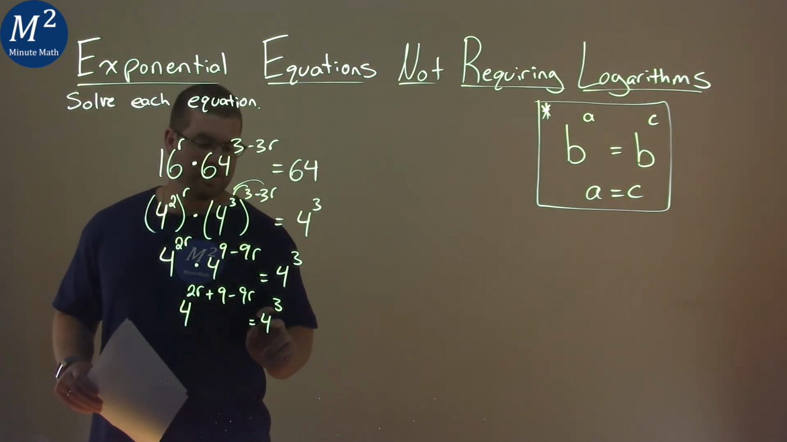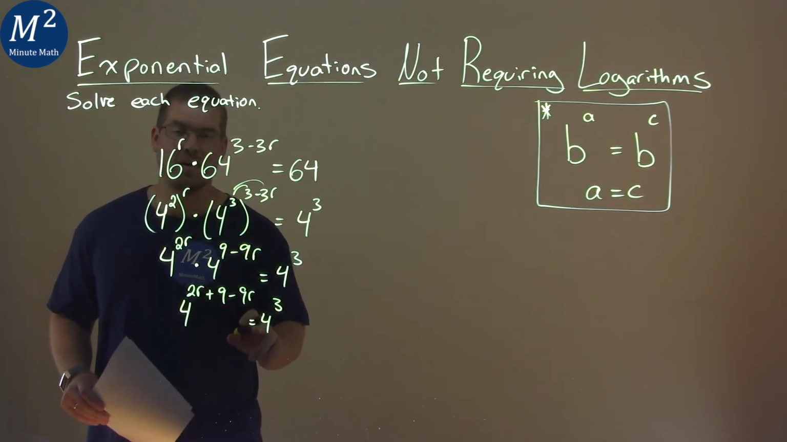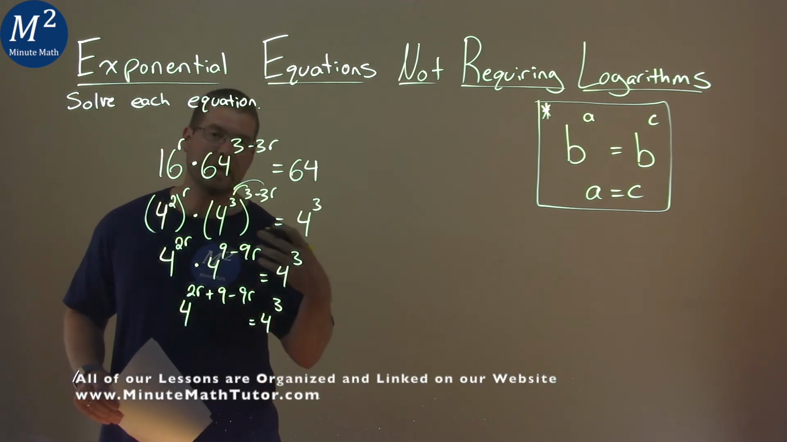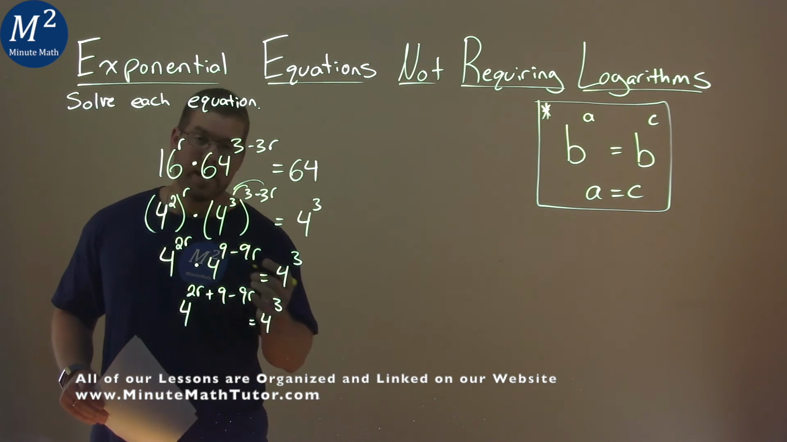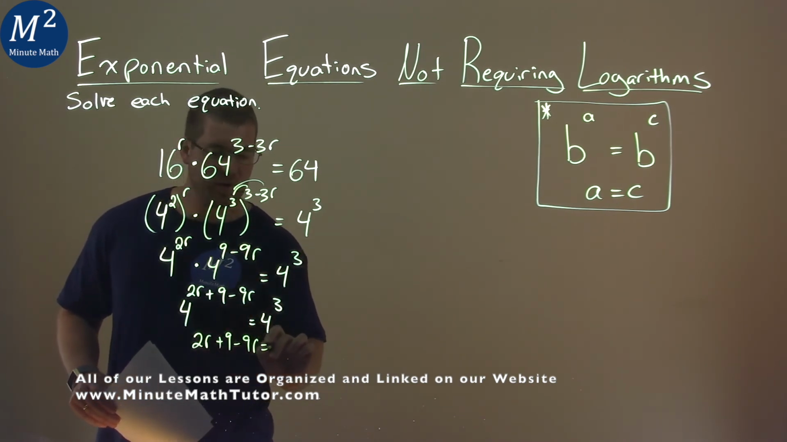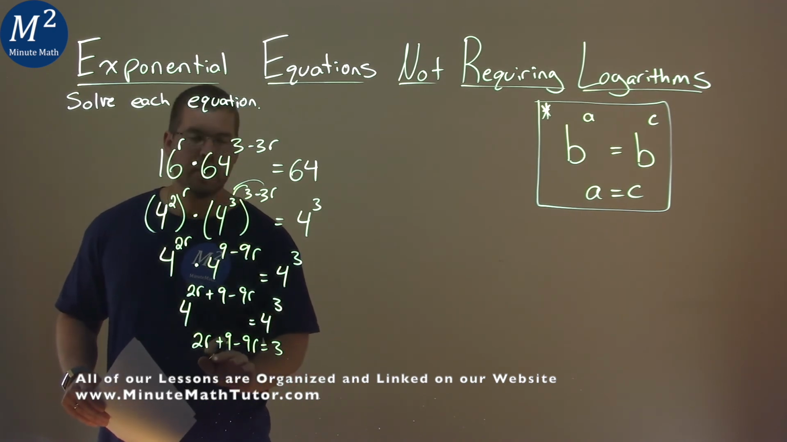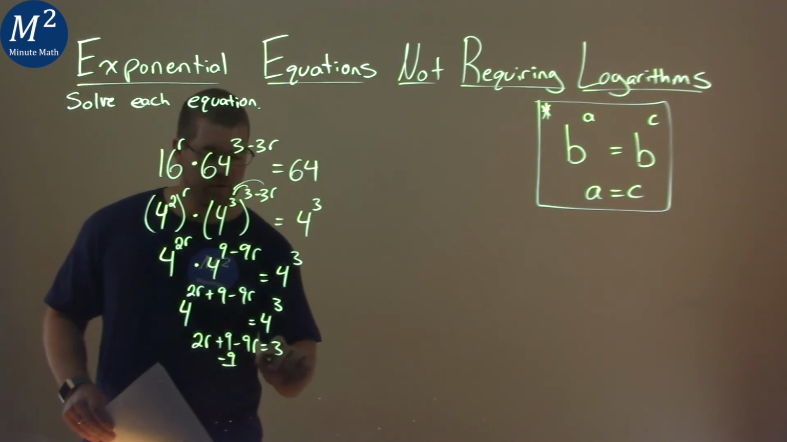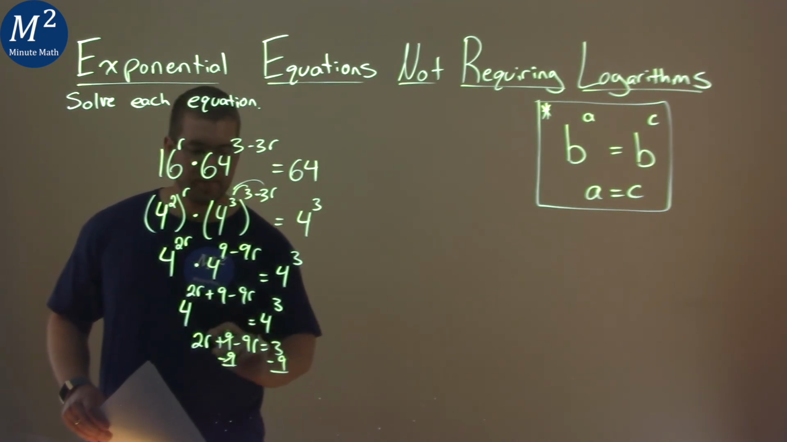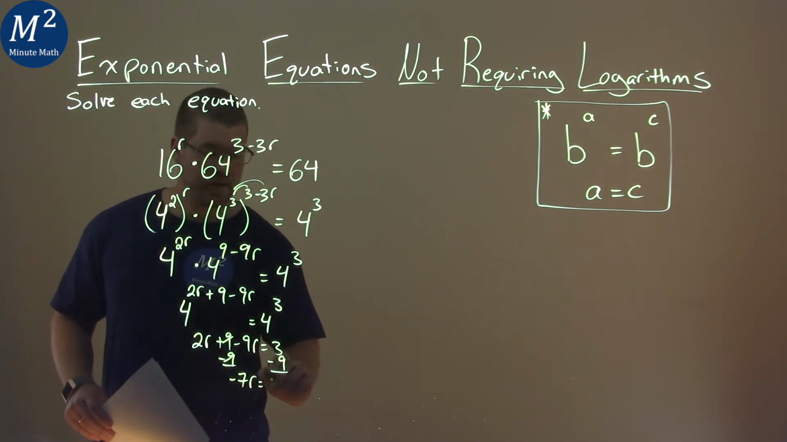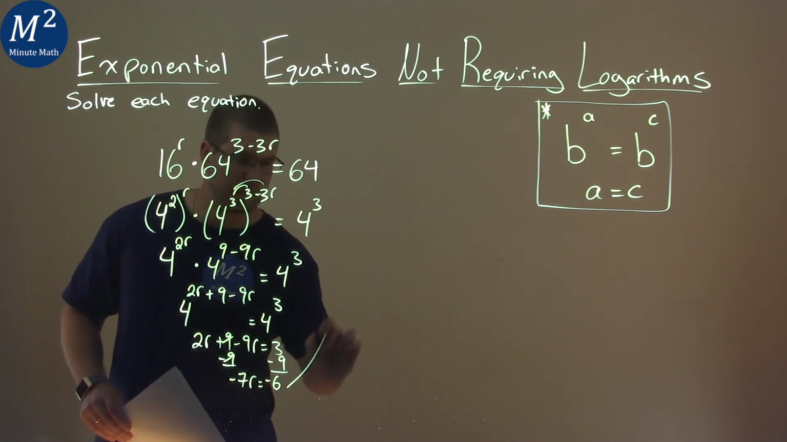Now we have the same base again, 4, on each side of the equal sign. With all these exponent rules, when that happens, we just set the exponents equal to each other, or we're allowed to. So we have 2r plus 9 minus 9r is equal to 3. From here, we need to solve for r. I subtract 9 from both sides to get our like terms together, and 2r plus a negative 9r, or minus 9r, is a minus 7r, and that's equal to 3 minus 9, which is a minus 6.